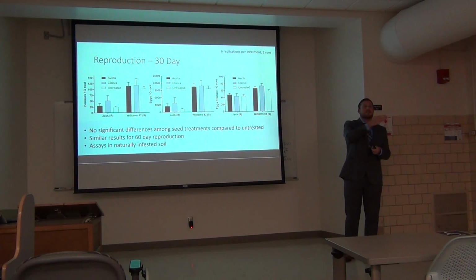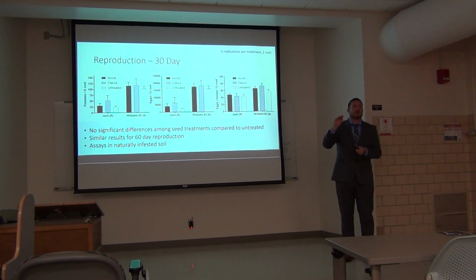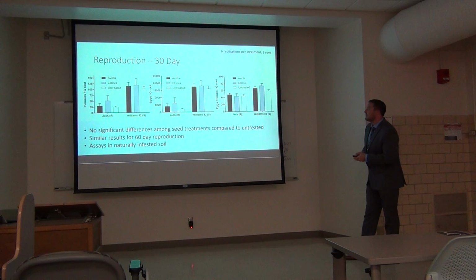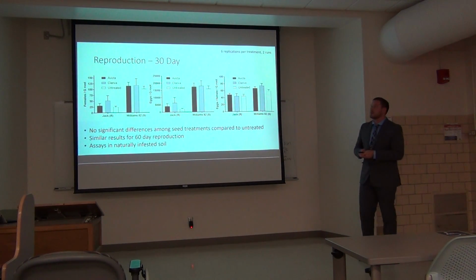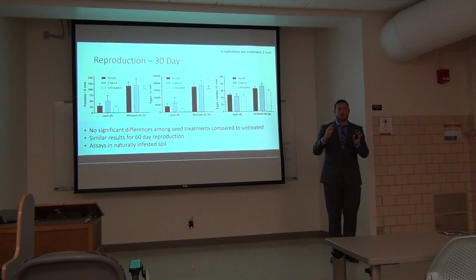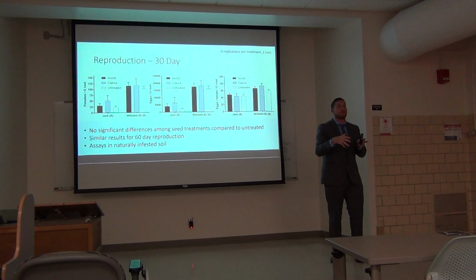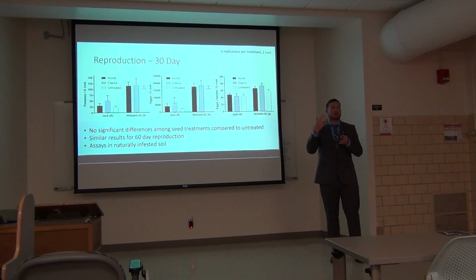So we saw some differences down the way, but once we get to that 30 or 60-day reproduction, similar to what we saw with that 30-day development, not many differences. So no differences among the treatments, and we saw similar results for 30-day reproduction. One of the things is these assays tried to be similar to what would be in the field, so they were grown in naturally infested soil. That means juveniles can hatch and they can enter into the plant throughout the time.